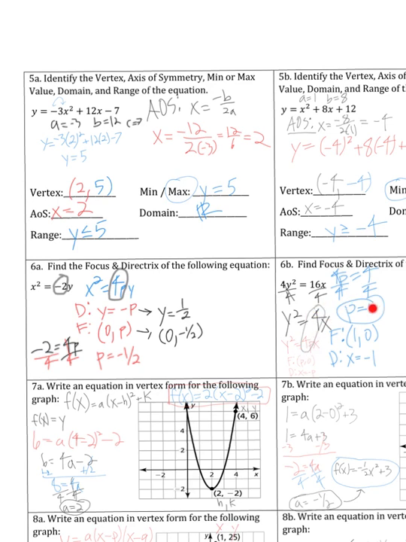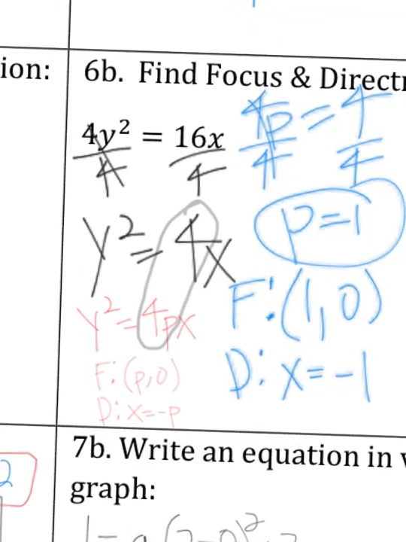Once you know p is 1, like I said, the focus flips since your letters flip. So (p, 0), (1, 0). And then it'll say x equals negative p. So x equals negative 1. And then I did write that down there, but it's kind of small.